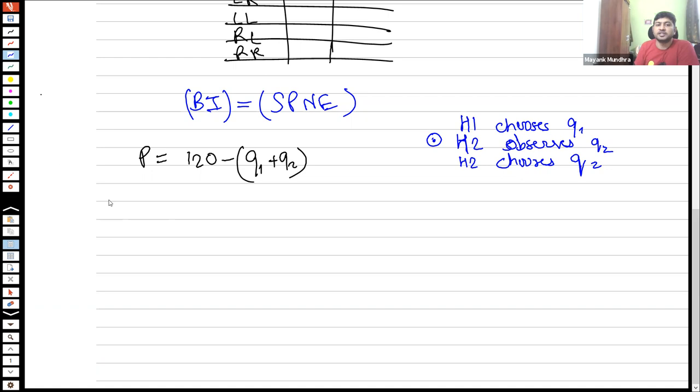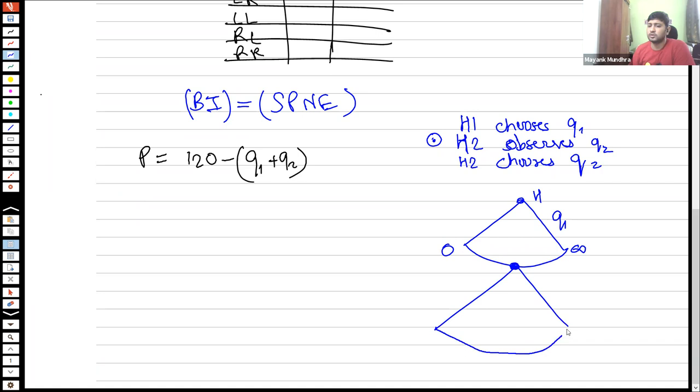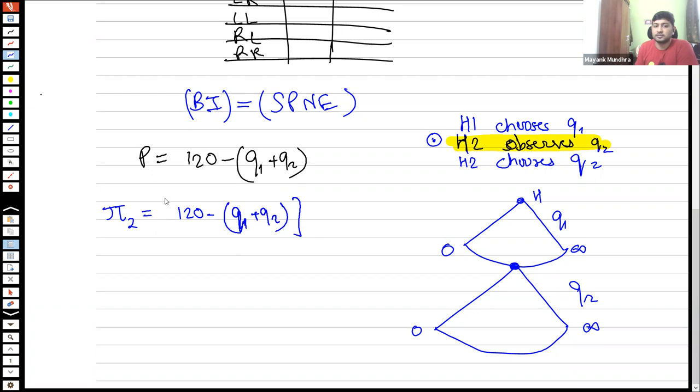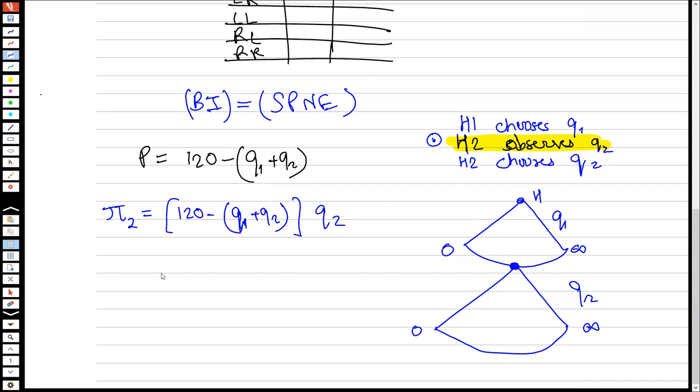So in this case, we are going to apply backward induction. So if I look at the sequence of the game, Herder 1 is going to choose Q1, which can be a continuum between 0 to infinity, any real number quantity. And then Herder 2 observes this and then chooses Q2, which is going to be between 0 and infinity. But the crucial step is this one, that when Herder 2 makes his choice of Q2, he knows what Q1 is. So you can write the profit function of Herder 2. So profit function of Herder 2 is going to be 120 minus Q1 plus Q2, this is the price, into Q2. H2 observes Q1, right? Yeah, sorry, Q1. Thanks.